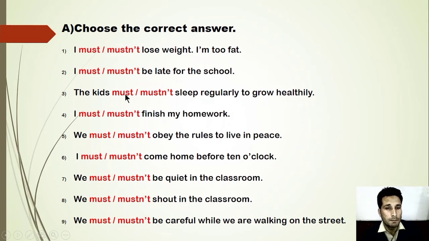The kids must or mustn't sleep regularly to grow healthy. Okay, the correct option is must. The kids must sleep regularly to grow healthy. Find the correct option in the rest of the sentences to practice the structure.